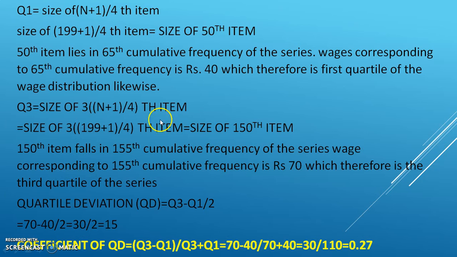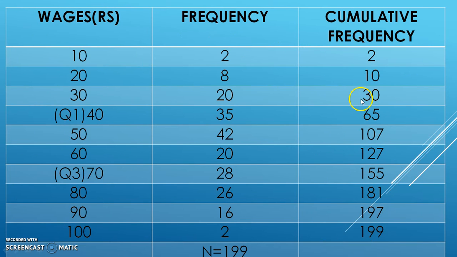Q1 will be, the formula is same as in individual series. N plus 1 by 4th item of the series. N is 199. So 50th item of the series. See, 50th means we'll see from cumulative frequency. 50th will lie here, 40. The value here for the 50th, because it is more than 30, will lie here and the value will be the X value, 40. 40 will be the Q1.